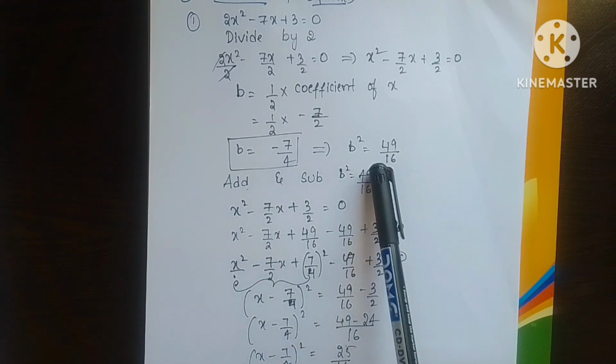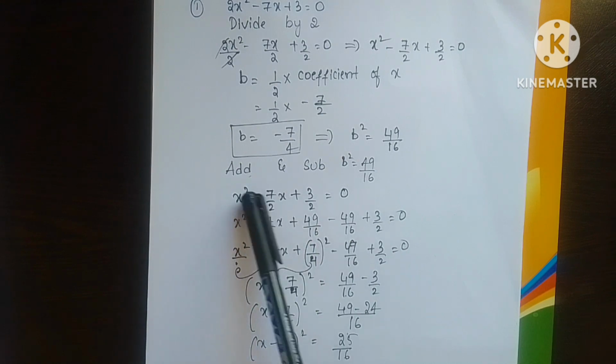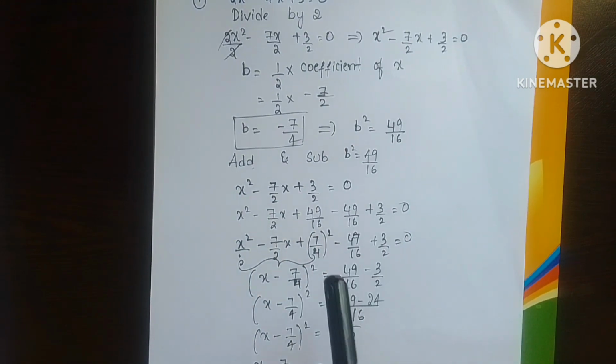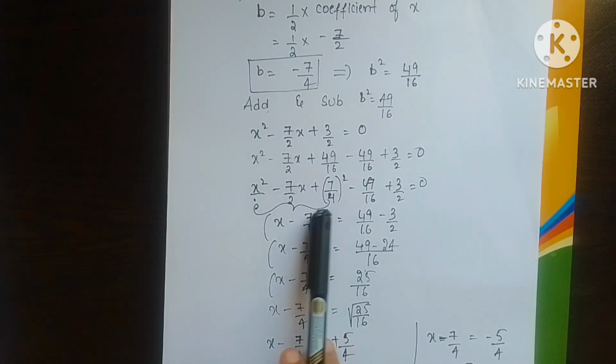And after that we have to take the square of b. So b square is equal to 49 by 16. Now add and subtract b square on both sides, which means here only. If we add and subtract, we will get the same equation, plus 3 by 2. So it is in the form of a square minus 2ab plus b square, which means a minus b whole square.